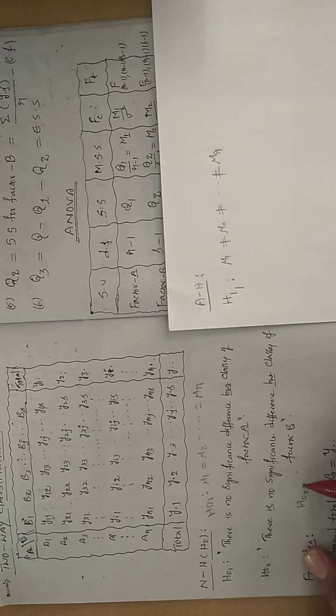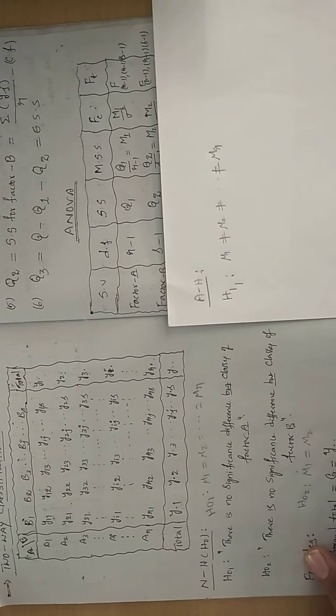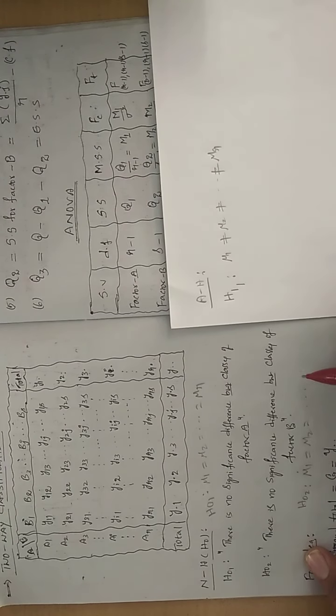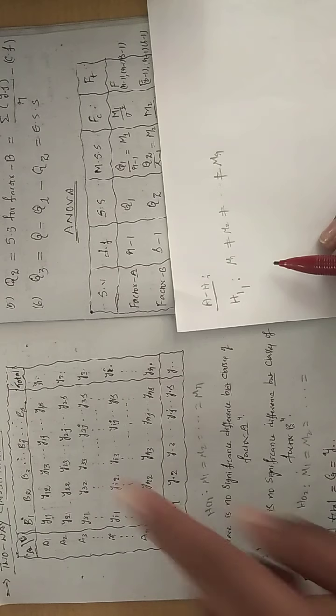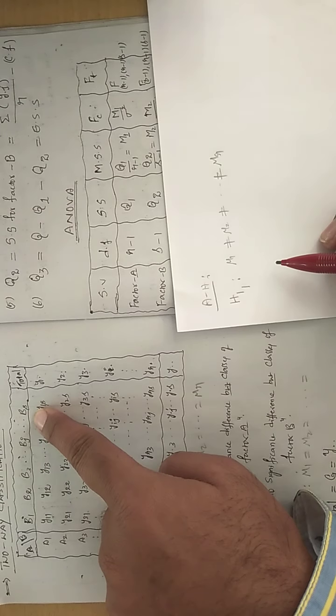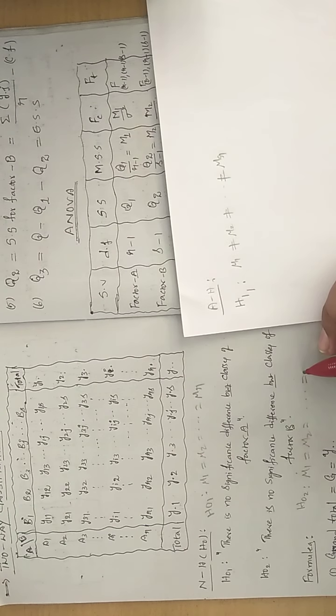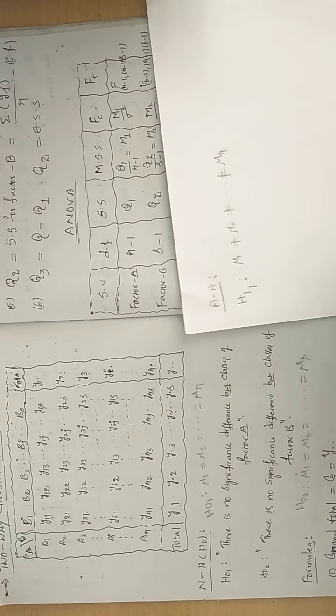H02. So how to write? mu1 is equal to mu2 is equal to dash dash. This is column information, so what is the last column element? Yes. So how to write here? mu s. Don't confuse.